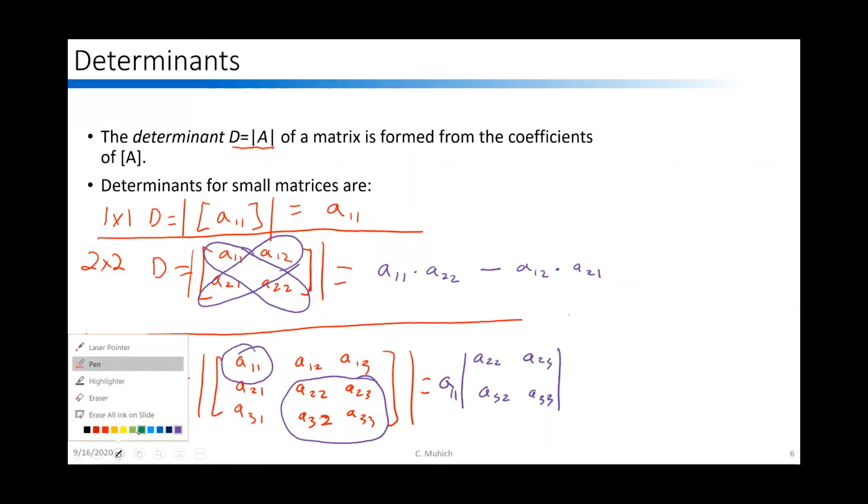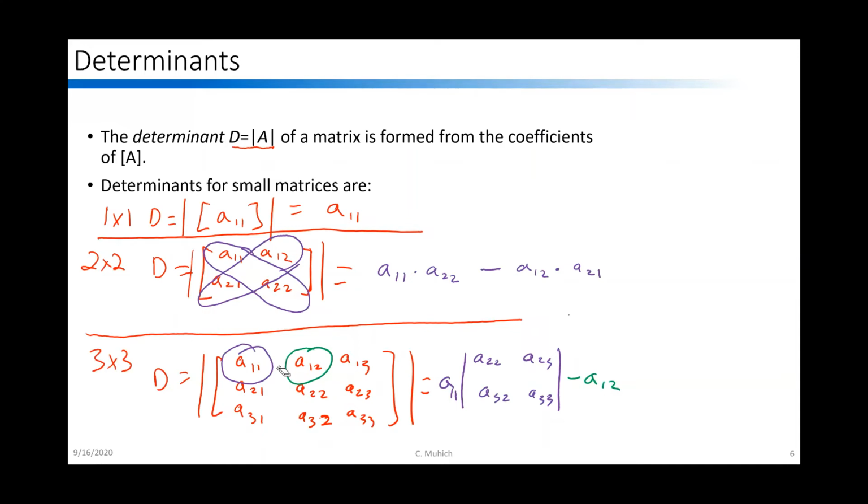But we're going to just keep plowing ahead. We can then do our next step. So we're going to subtract off A12. And then we're going to take the determinant of the remaining elements. So I'm going to cross out the row that A is in. I'm going to take the determinant of the resulting leftover pieces. So that's A21, A23, A31, A33.